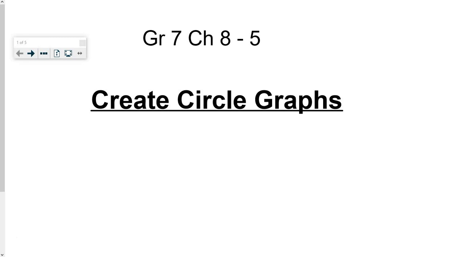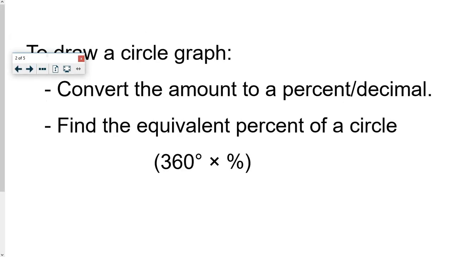This is grade 7, chapter 8, part 5, creating circle graphs. So you're going to create them on your own. To draw a circle graph, you have to convert the amount to a percent or a decimal. It's because percents are decimals. We know this, but just multiplied by 100.